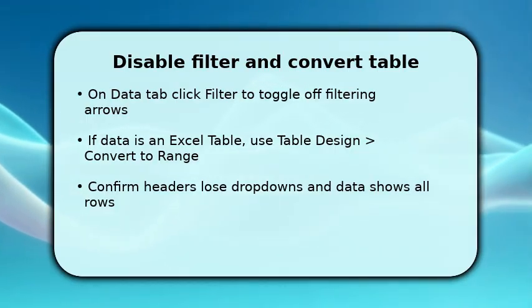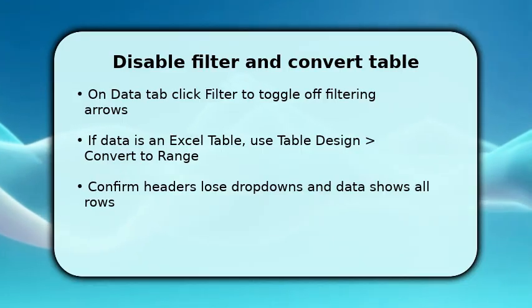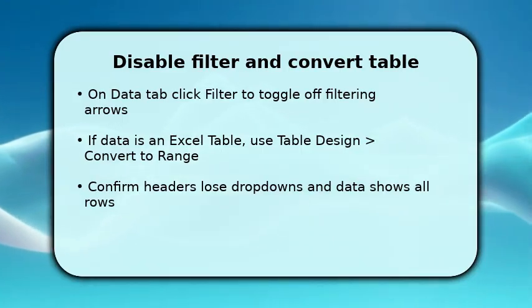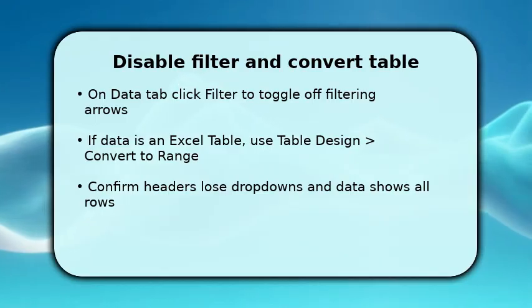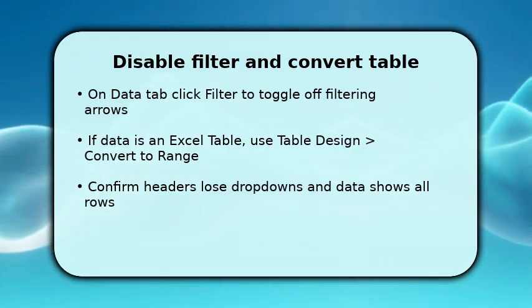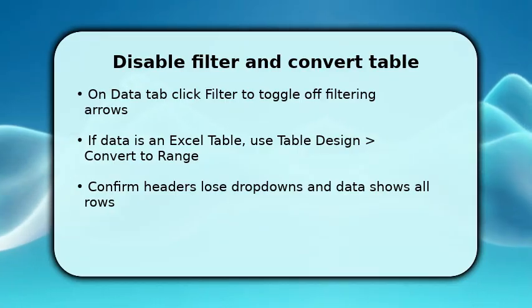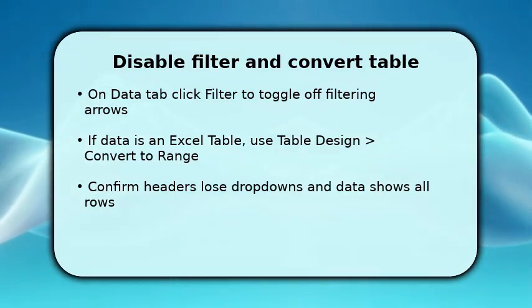If your data is an Excel table, go to Table Design and choose Convert to Range to eliminate persistent table filtering behavior. Once done, verify all rows reappear and sorting arrows are gone. You're in the final steps.